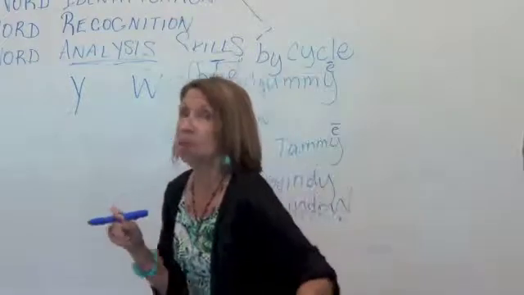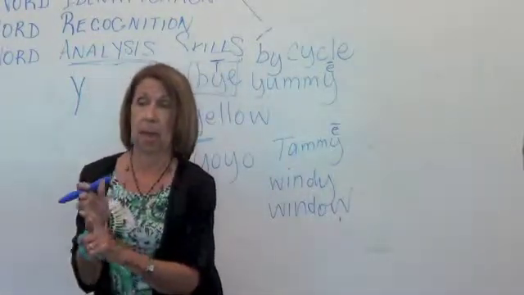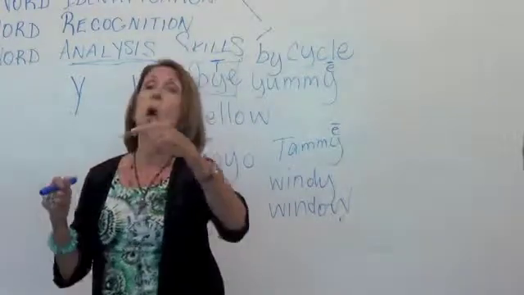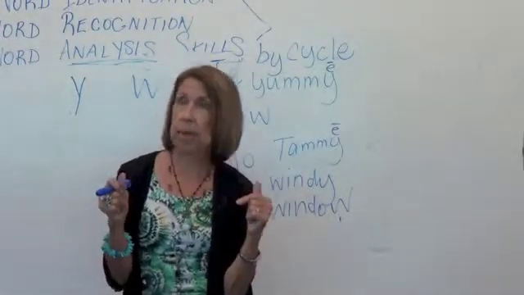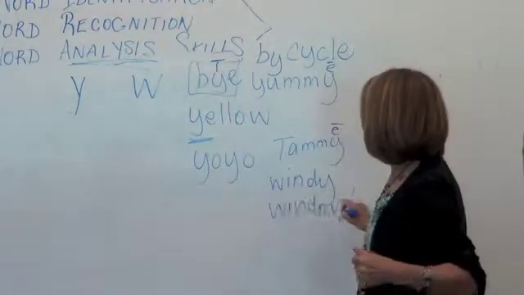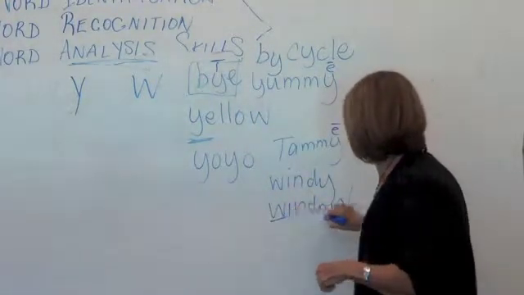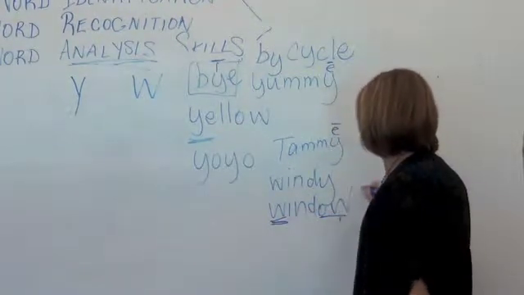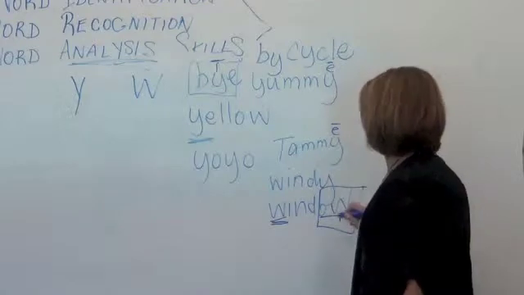When W is at the beginning of a word, it has the consonant sound and acts like a consonant. W, or wha. All right? When it's in the middle or the end of a word, let's look at the word window. We've got two W's, two sounds. Consonant at the beginning, but what's it doing here at the end?